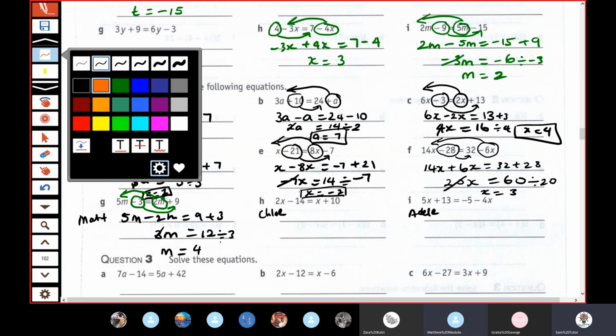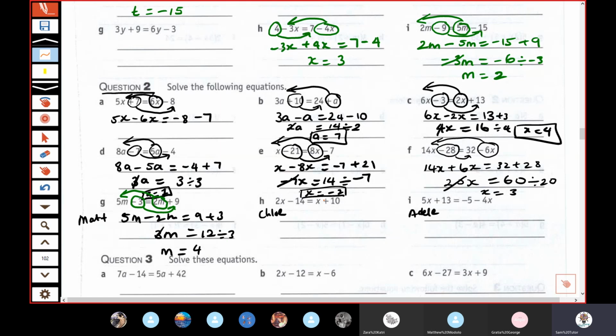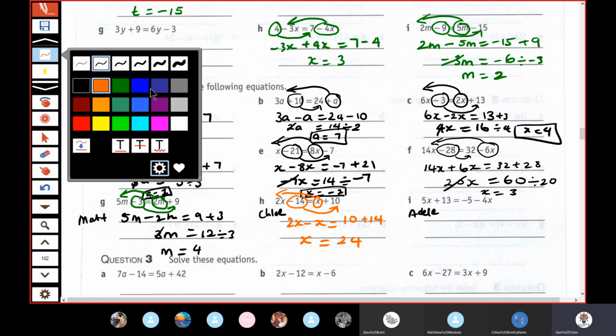But did I get it right? Yes, that's correct. So you move the x over to the 2x's and the negative 14 to the 10. So then 2x take away x equals 10 plus 14, positive 10, sorry. And then 2x take away x is 1x. 10 plus 14 is just 24. Good job.